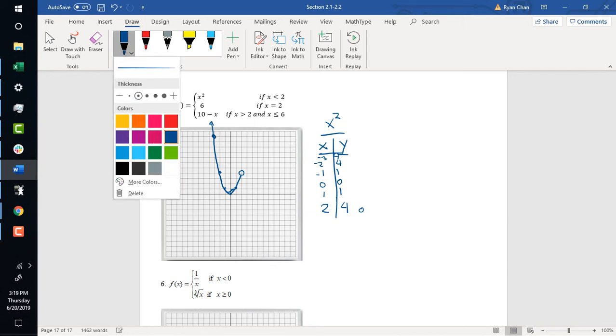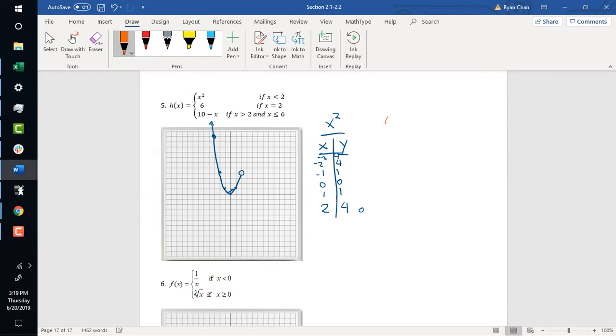I'm going to do y is equal to 6. That is just going to be a dot. Let's take a look at this one here. So when x is 2, y is 6. This is a closed circle. So that is going to be right here.